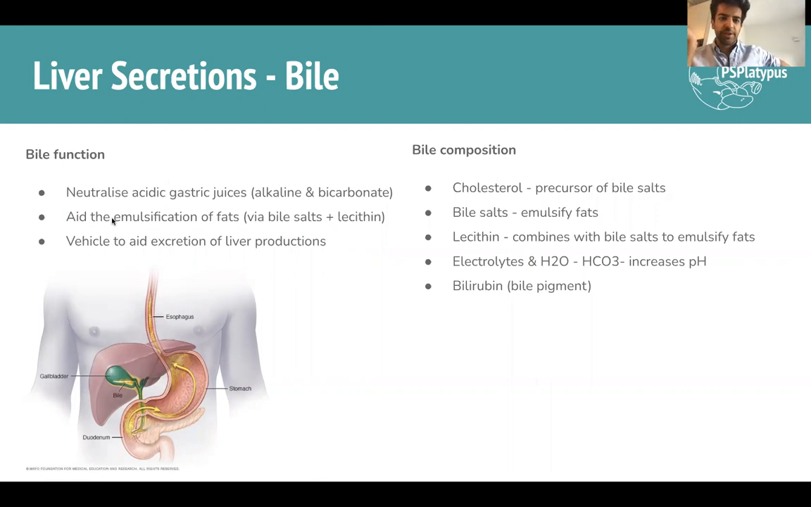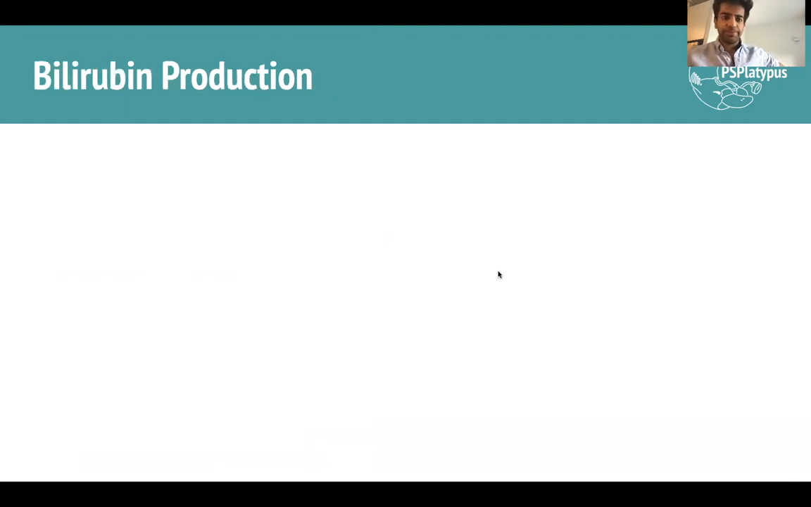It's mainly to neutralize all that acidic stuff coming in from the stomach into the duodenum, as well as emulsifying fats. Now, what's important here is what's in the bile. So you've got these 5 things. The main thing we'll be focusing on today is bilirubin.